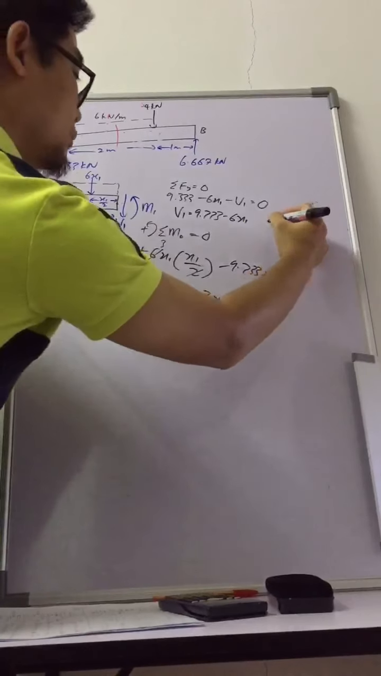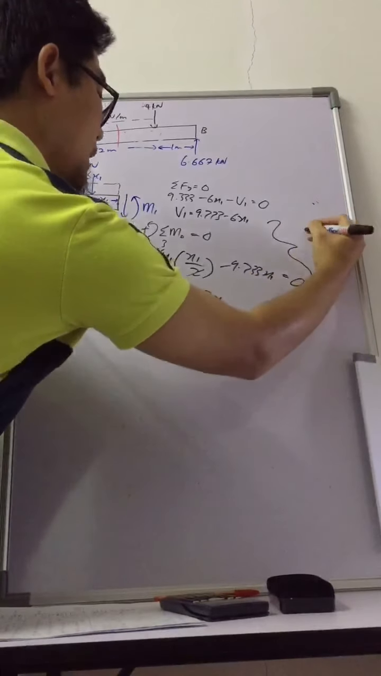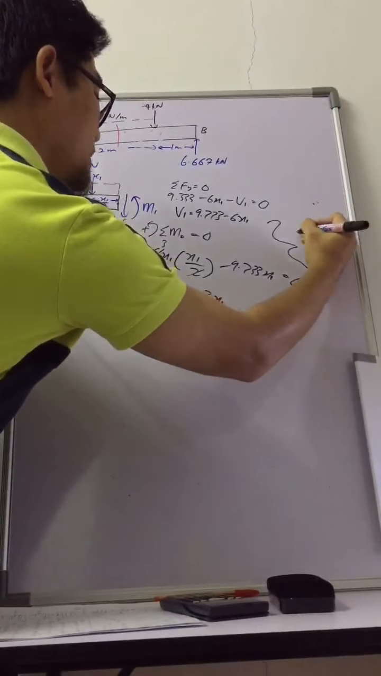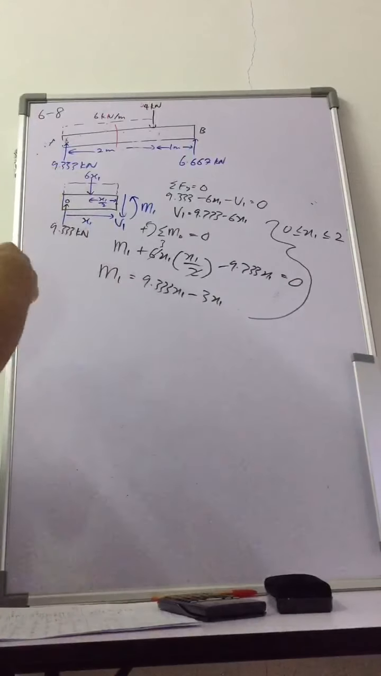So for these two, the x1 ranges between 0 to how much? 2. From 0 to 2, because this is the only region that these two equations are valid. Alright? So, now we have the first two equations.